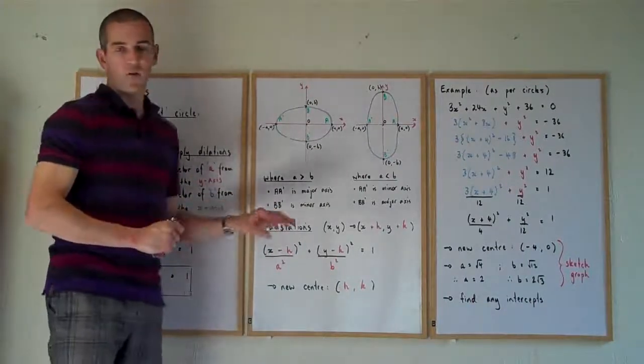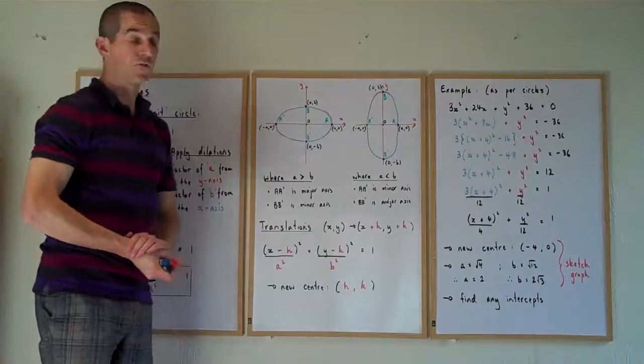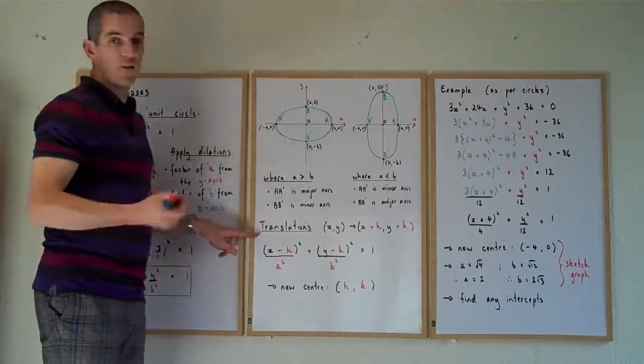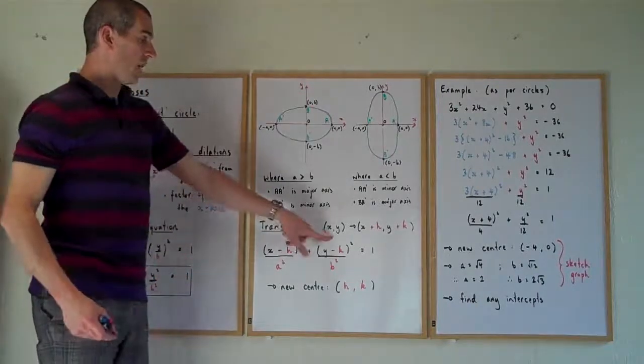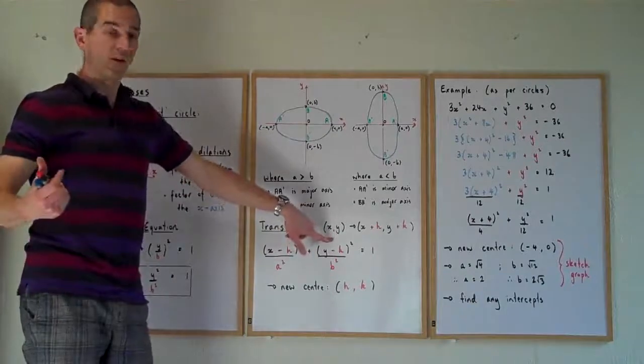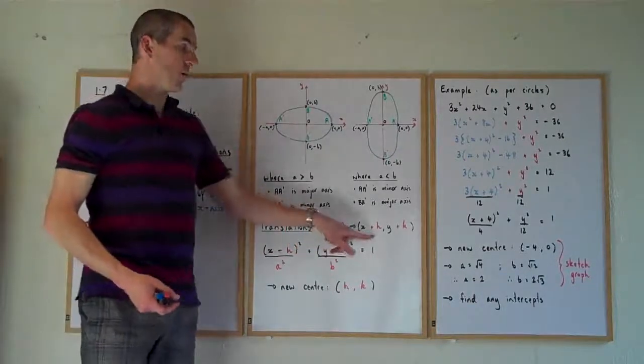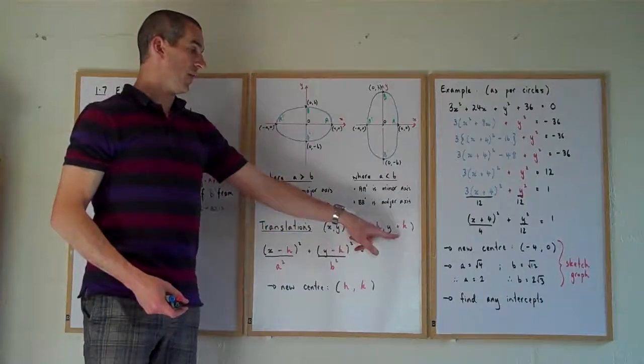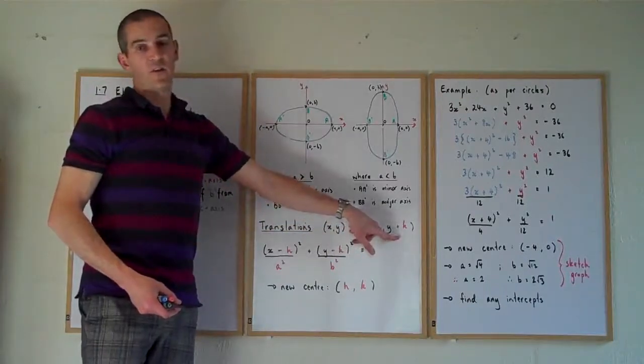Now we can go back to our work on translations from circles, and we'll look at a vertical and horizontal shift. So any point (x, y), including the centre, will be shifted plus h units in the x direction and plus k units in the y direction.